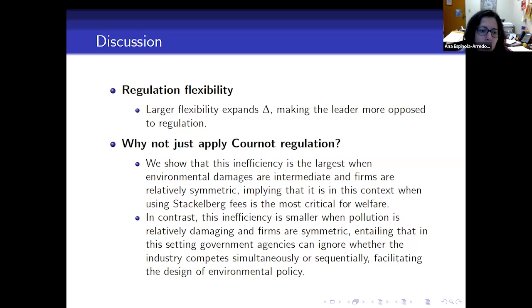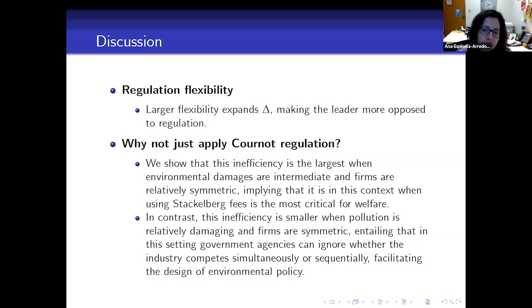Now, the question was, why not just apply Cournot regulation? So forget about sequential competition, and it doesn't matter if the regulator completely ignores the fact that firms are competing sequentially and just assumes that they are competing simultaneously. What we show is that some inefficiencies will be generated in terms of output inefficiency, and this inefficiency will be the largest when environmental damage is intermediate and firms are relatively symmetric. What this implies is that in this context, using Stackelberg fees should be the most critical for welfare.